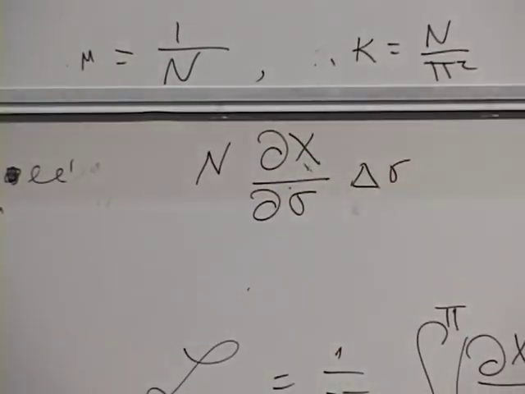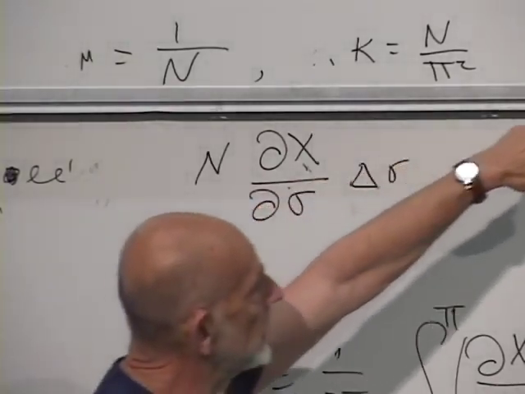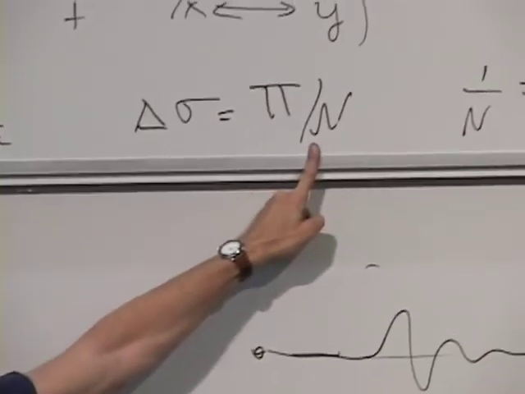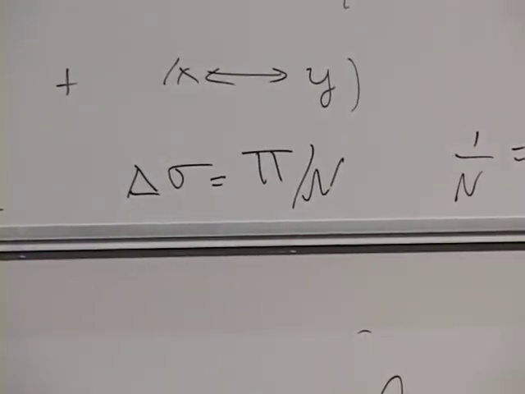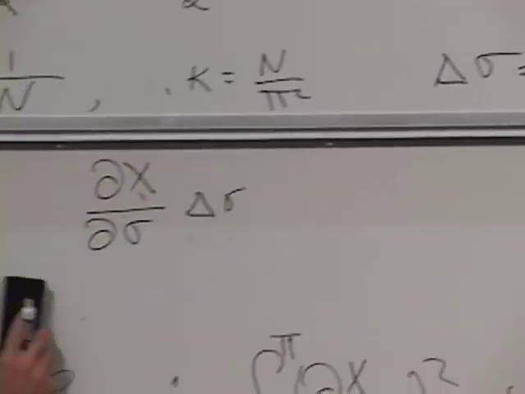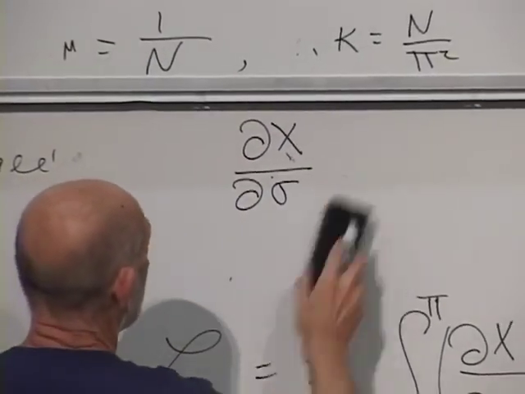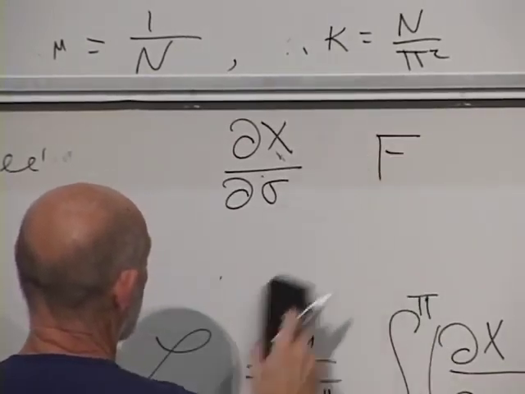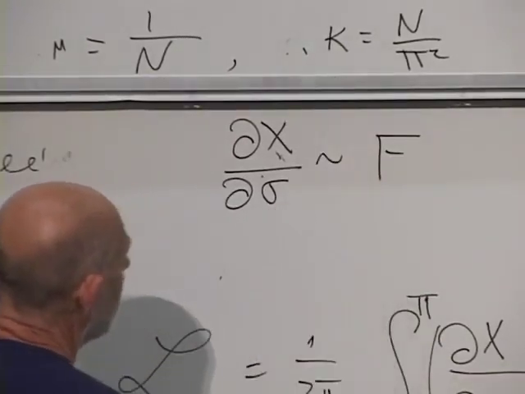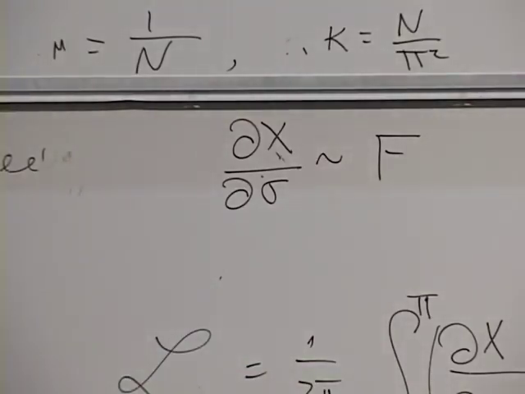And what is delta sigma? Delta sigma goes like 1 over n. So the n's are going to cancel. I don't care about the numerical constant factor. The force on the end of the string is going to be proportional to the derivative of x with respect to sigma. What is the derivative of x with respect to sigma? It's the amount that the string is stretched near the end. It's the stretching factor near the end.